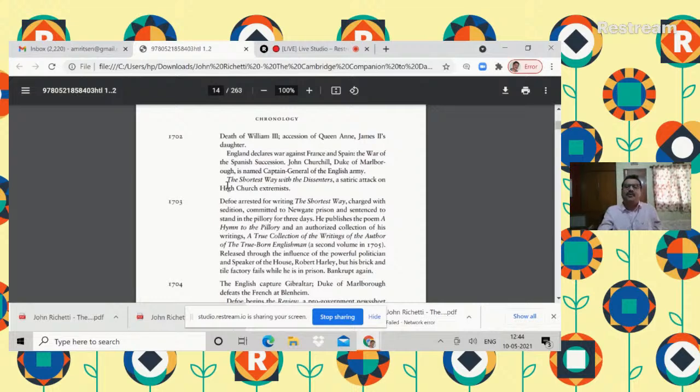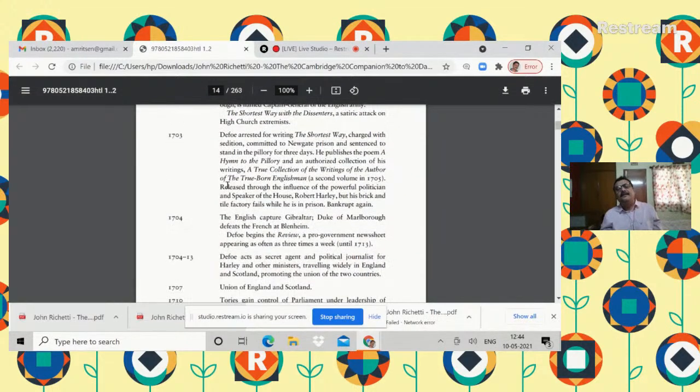Now, in 1704, Defoe is released from jail. He had been thrown into jail for both dissent as well as poverty. And he is asked to work in favor of the government and write for the government. So he starts writing the Review.